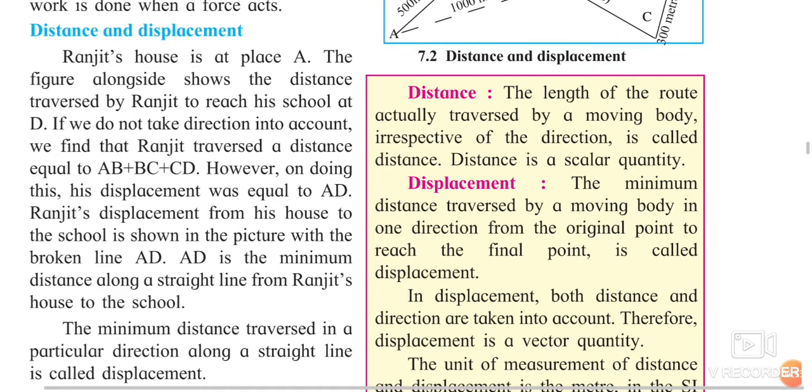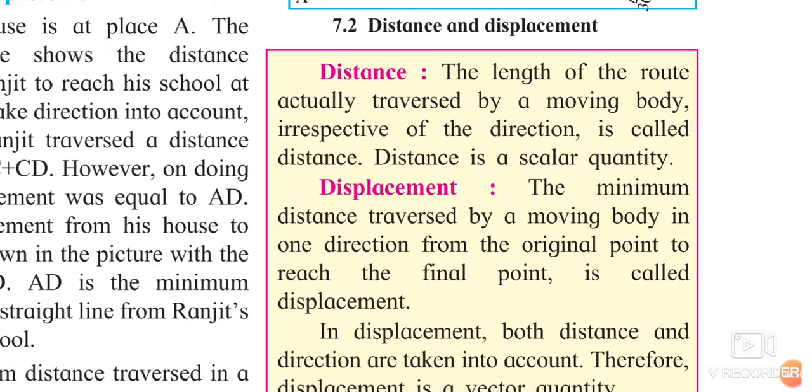Fine. So what is meant by distance? We will see the definition over here. The length of the route actually traveled by the moving object, irrespective of direction. In distance there is no direction specified, or it is not compulsory to specify direction. Here you can go north, south, east, west, anyhow. The distance which you are actually traveling is said to be distance, and it is a scalar quantity. It is not based on direction. A scalar quantity is one which is based only on magnitude.